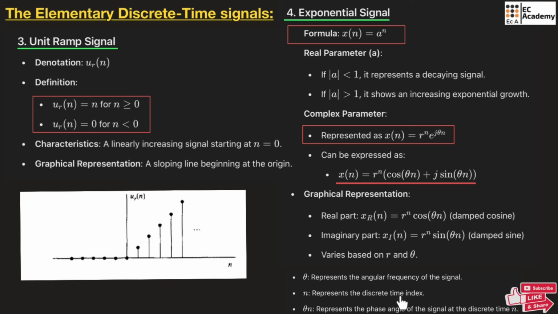N represents the discrete time index. So this is the discrete time value or discrete time index of the signal, and theta n represents the phase angle of the signal at discrete time n. So if we are writing theta n, we are representing the phase angle at a particular discrete time n. So graphically we can represent this signal as a real part as well as the imaginary part. The real part of the signal x r of n can be represented as r to the power of n cos theta n. So that represents a damped cosine signal, and the imaginary part x I of n can be represented as r to the power of n sin theta n. That represents the damped sinusoidal signal.